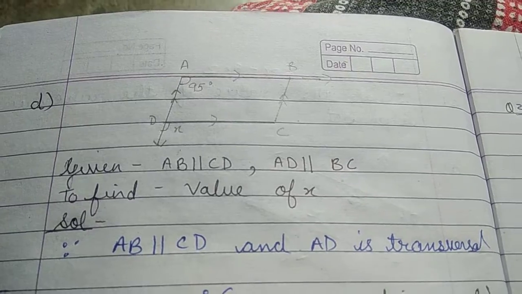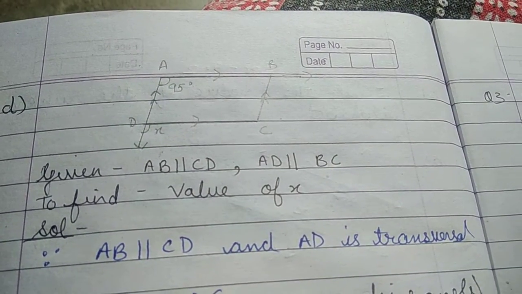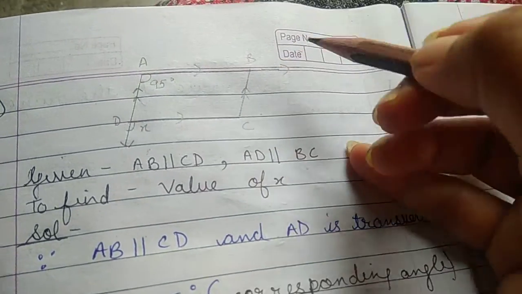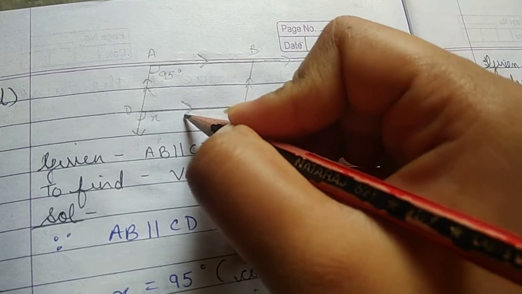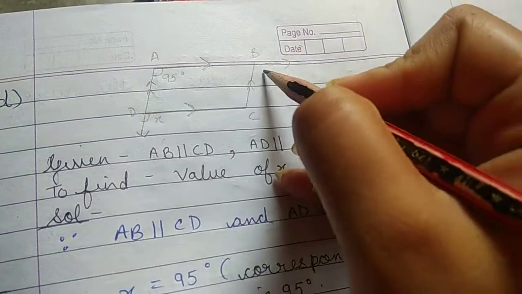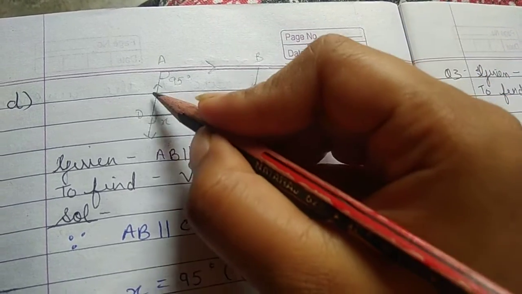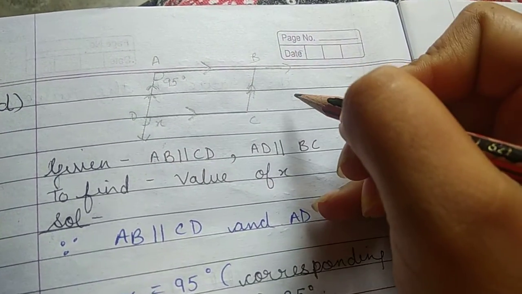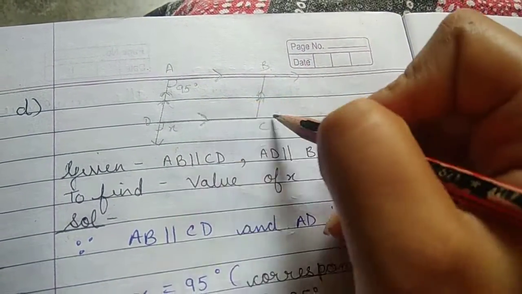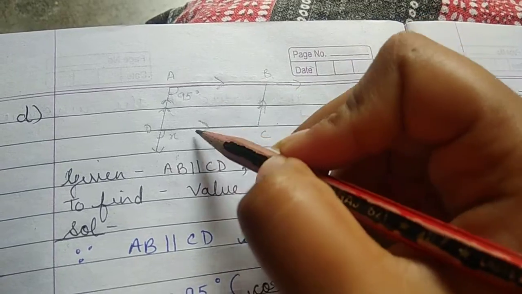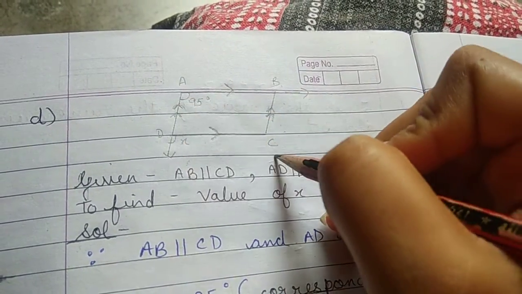Next question, next part of this question is again a figure is given where ABCD is a quadrilateral, and these arrows show that AB is parallel to CD, and again two arrows are there. These arrows are showing that BC is parallel to AD. Similar arrows will tell you which line is parallel to which. Single arrow, so AB is parallel to CD, and double arrows, therefore AD is parallel to BC.